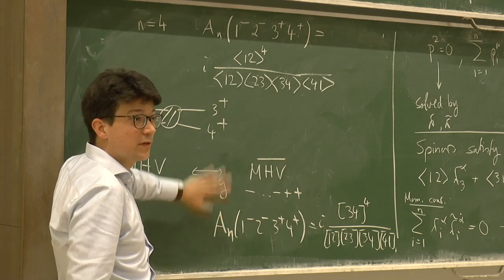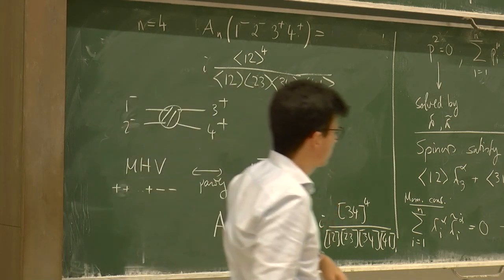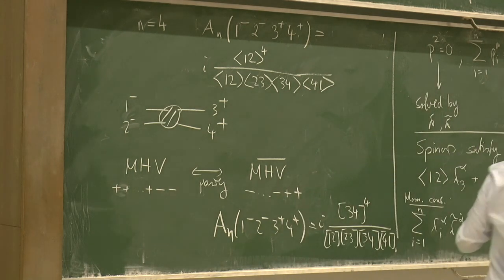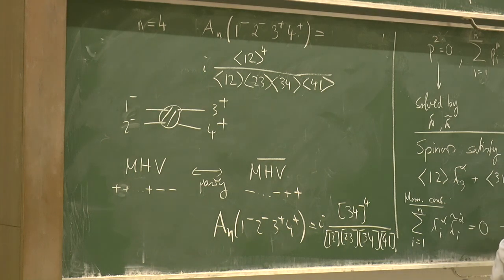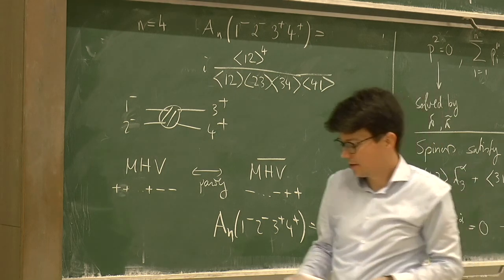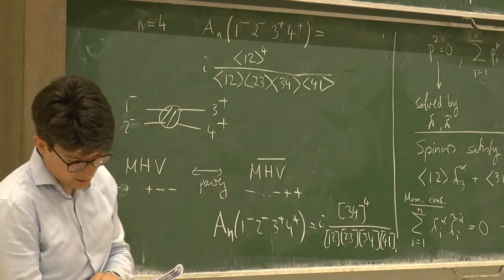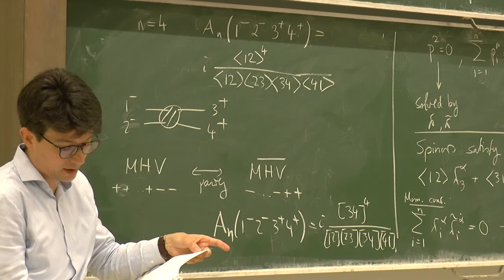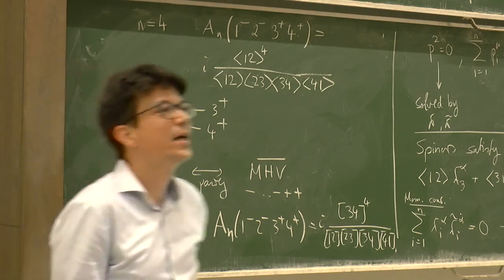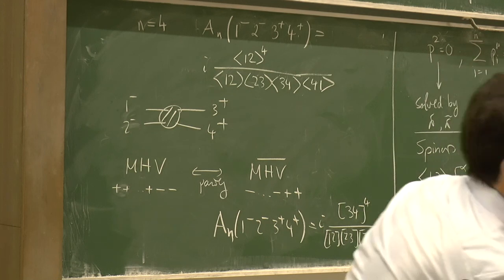And to show this, all you need is on the blackboard. So you will need the Schouten identities like this one, and the use of momentum conservation like over there. All right. So I think I'd just like to end with this example, and then continue after the break. Thank you very much.